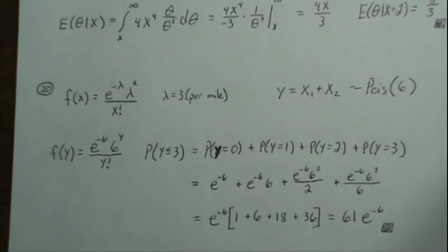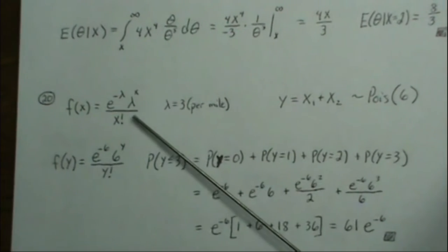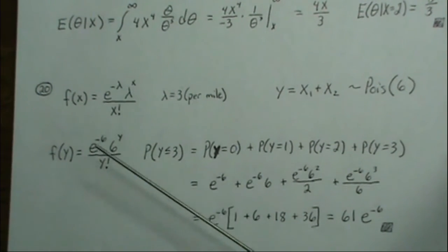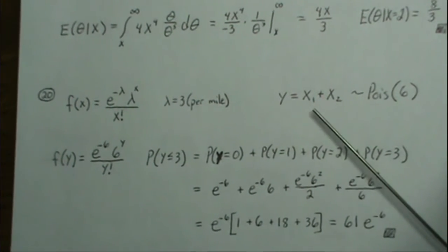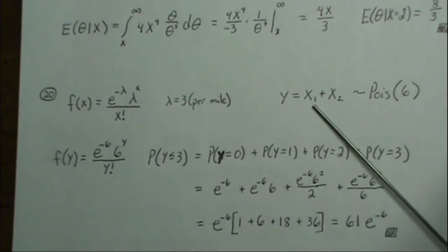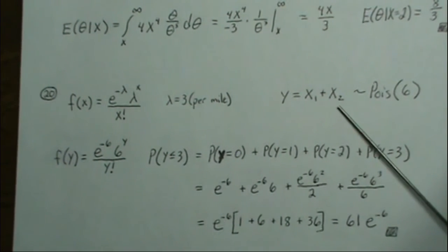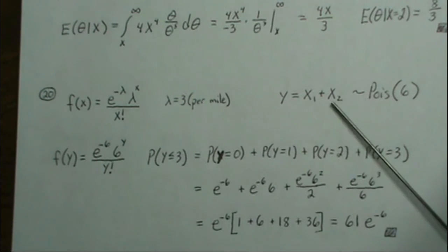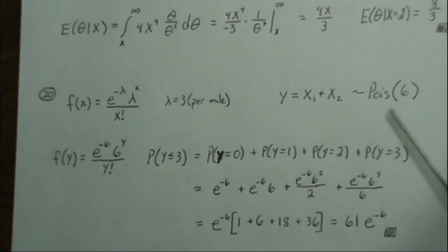So number 20, we're given that the number of potholes per mile is 3, and it's a Poisson distribution. And then it talks about a 2-mile strip, how many potholes. So if x1 is the first mile, it's a Poisson with 3. The second mile is also a Poisson with lambda 3. And so when you add those together, that's a Poisson with 6. You add the lambda parameters. And so a Poisson 6 is this distribution.